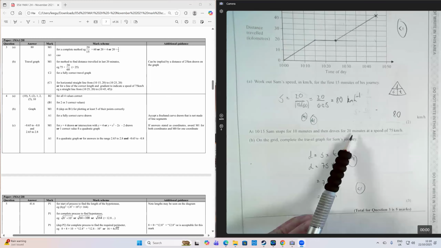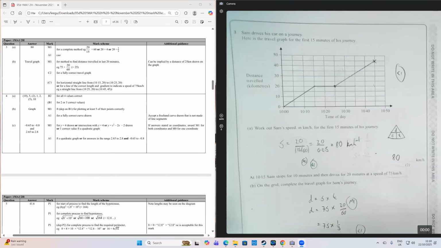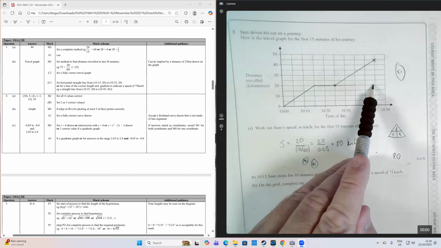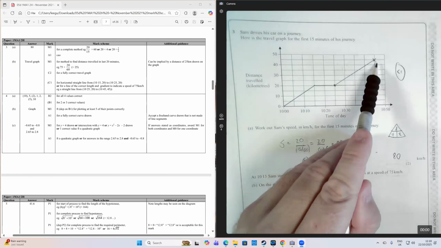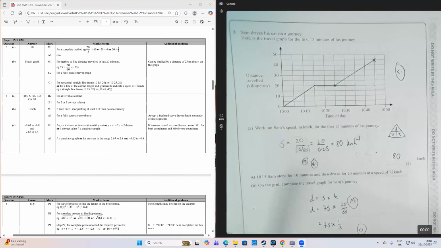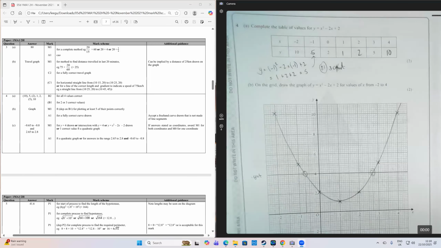So we know that in these next 20 minutes, Sam goes 25 kilometers. So we can represent that. So that's 10 minutes, that's 20 minutes, and then he's already done 20 kilometers, so he needs to go up to 45 kilometers, okay? And that's how we do question 3 there. Very good. Let's have a look at question 4.